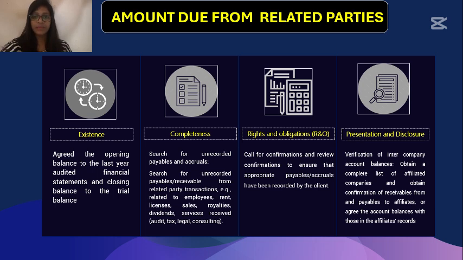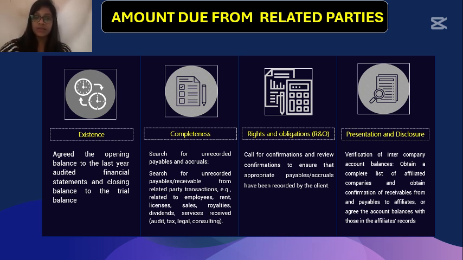Amount due to related party. Amount due to related party refers to any outstanding financial balance owed by the entity being audited to a related party, such as subsidiaries, affiliates, or key management personnel. This amount can represent loans, receivables, or any other financial transactions. Auditors assess this amount to ensure it is accurately reported, properly disclosed, and complies with applicable accounting standards and regulations.